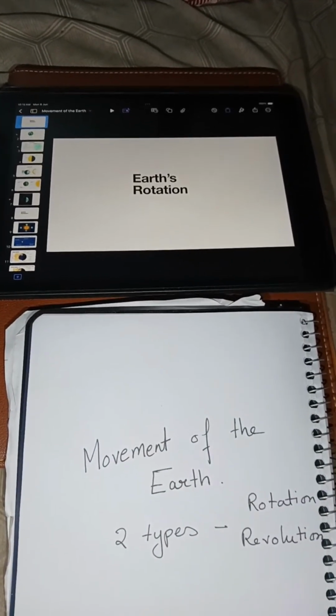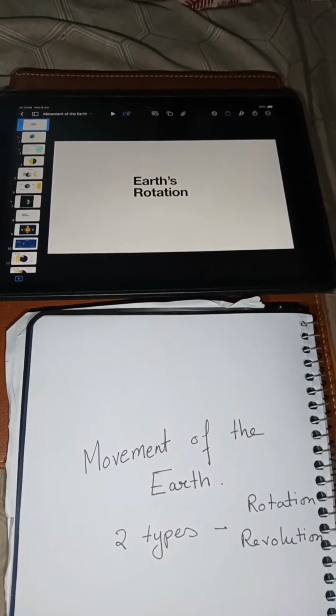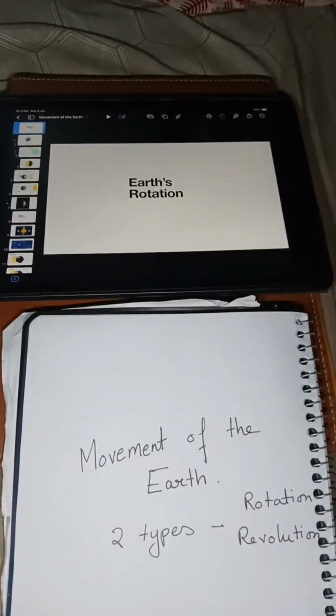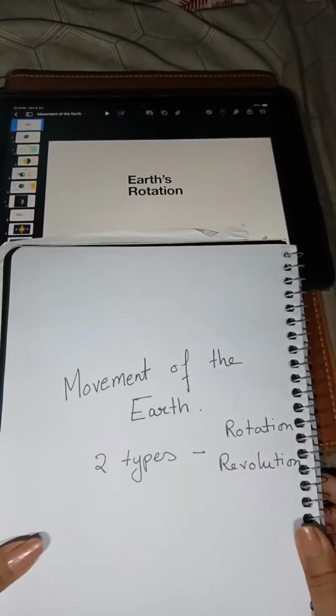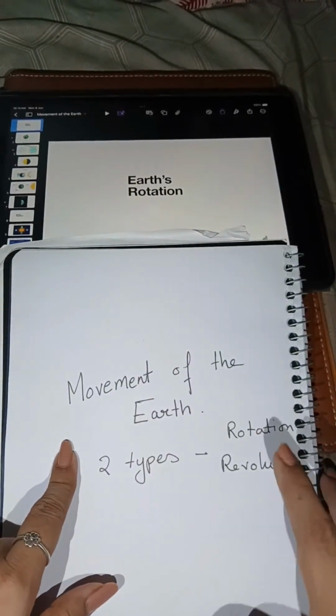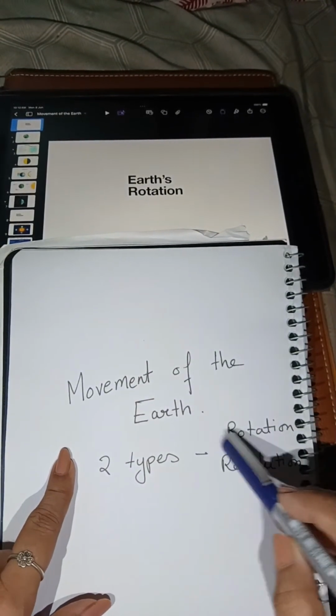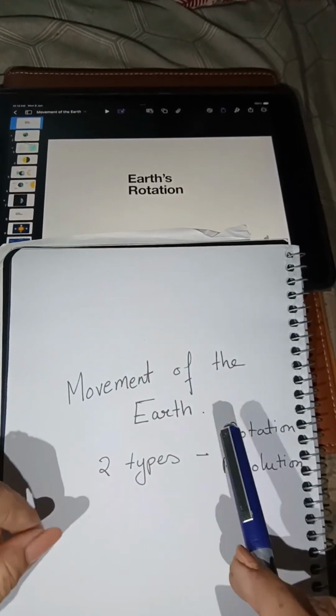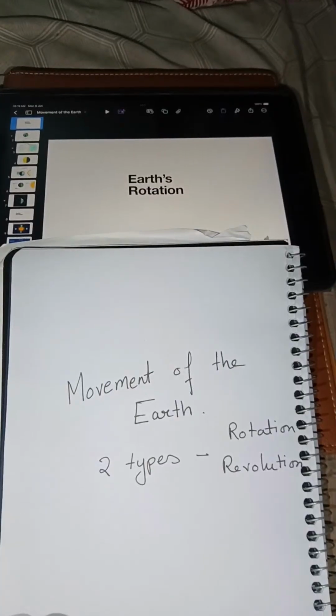Hello students, good morning. Today's topic is rotation, that is movement of the earth. We have already discussed that there are two types of movement of the earth. One is rotation, another is revolution. Now what is rotation? Rotation is the movement of the earth on its own axis.